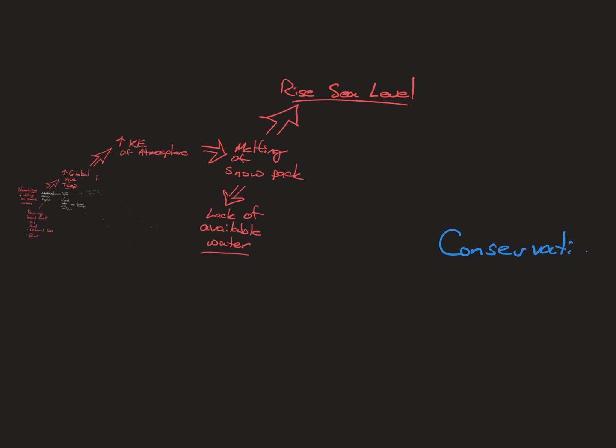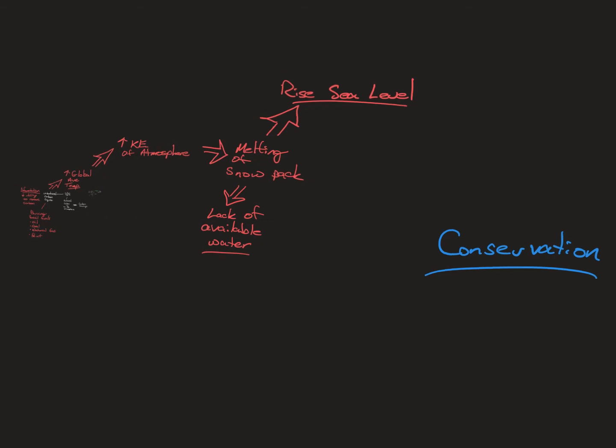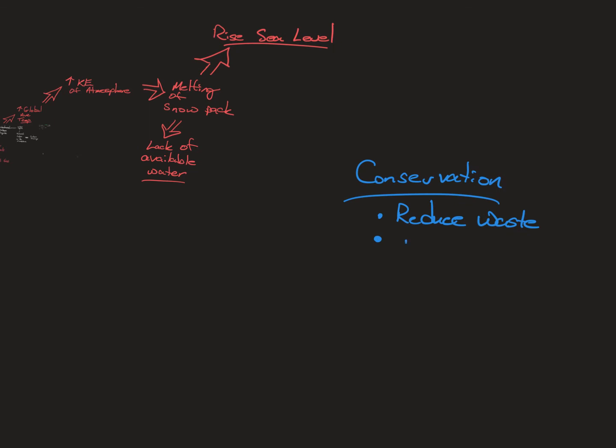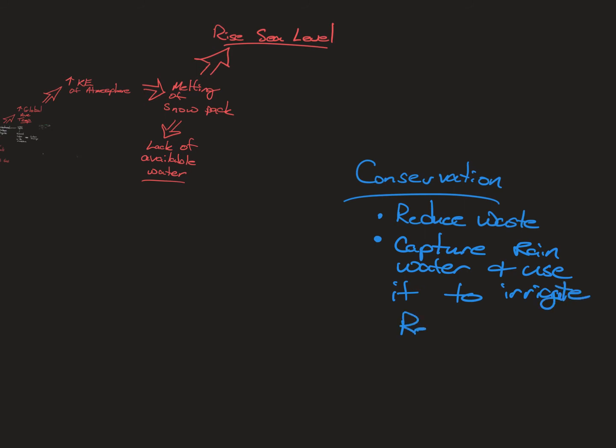Conservation is an important idea. We could conserve our water. We could reduce our waste. How to reduce waste is the biggest way. But yes, for instance, you could capture rainwater and use it to irrigate. We do that already. We call those things reservoirs.